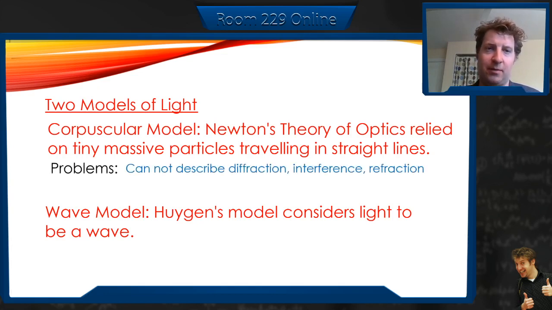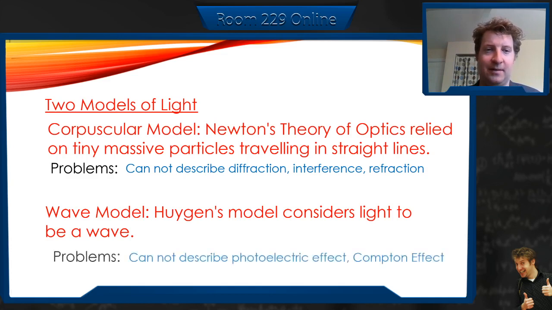So the problem with the corpuscular model, the model of things floating around, light is particles. We can't describe things like diffraction or interference or refraction, things that rely on waves interfering. It has no way of describing that. You fire a whole pile of stuff at an opening, the ones that go through the opening just keep going in straight lines. They don't diffract.